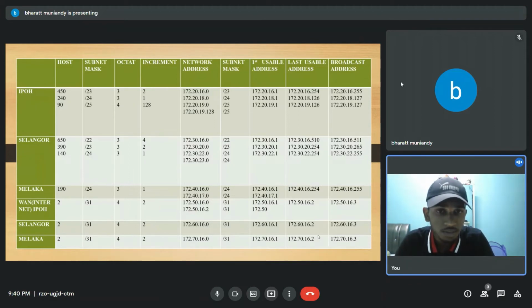Okay, the first usable address is 172.70.16.1. Okay, the last usable address will be 172.70.16.2, and the broadcast address will be 172.70.16.3. Okay, that's all. Macam kat ni dia.